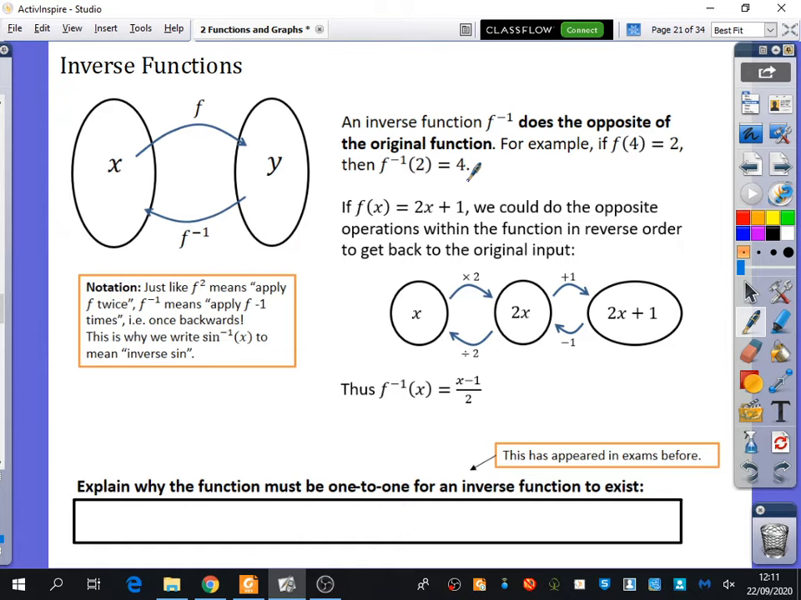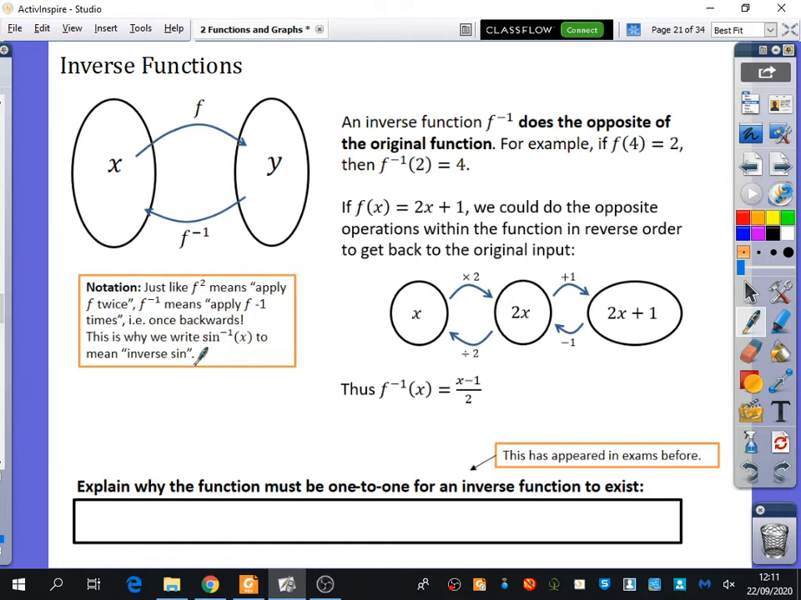And I've got this diagram here to show that if going from the input to the output is f, then going backwards is f minus 1. It's nothing to do with a reciprocal, it's just meaning the direction. This is going in one direction, this is going in the reverse direction. Just like f squared means apply f twice, f minus 1 means apply f minus 1 times. In other words, apply it once, but backwards. This is why we write the inverse sine as sine minus 1 to mean inverse sine. It doesn't actually mean the reciprocal like it does as a power. It means apply the function, but backwards.